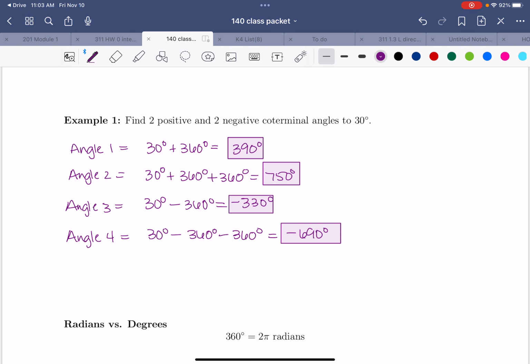Now, if you have an angle that's larger than 360 or that's negative, then if it's negative, you're going to add 360 to find the standard one. And if it's larger than 360, you're going to subtract 360 over and over again until you end up with something that is standard.